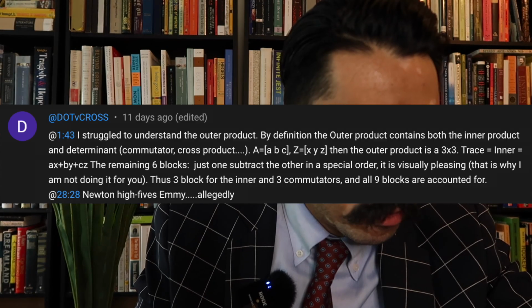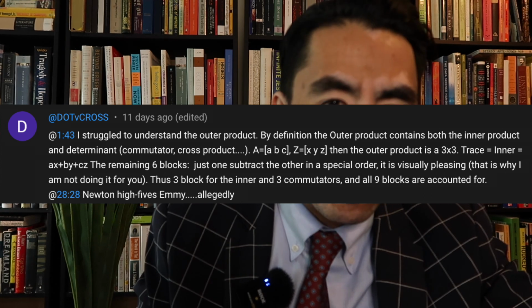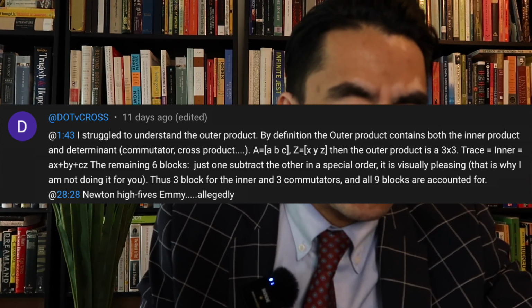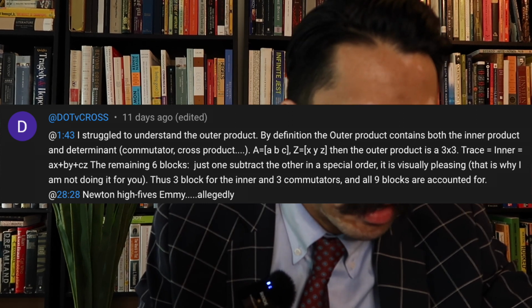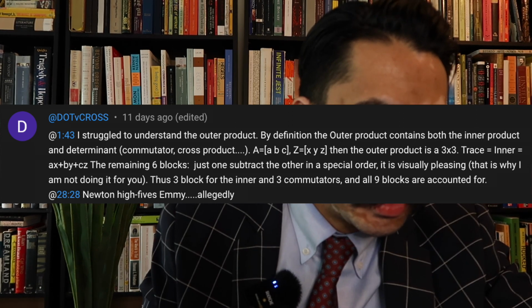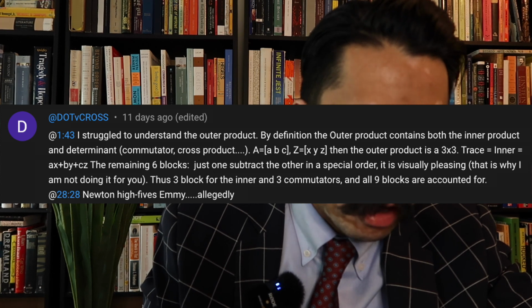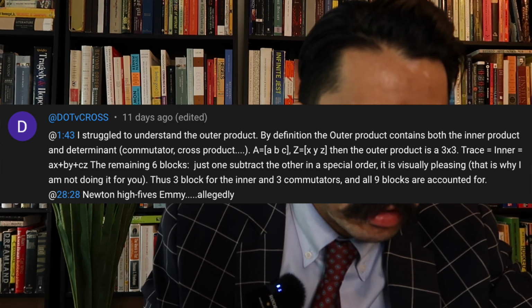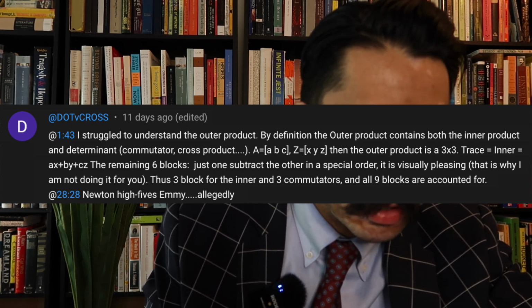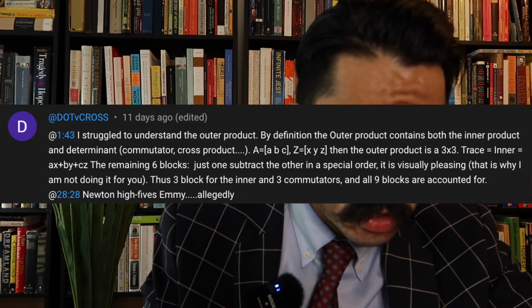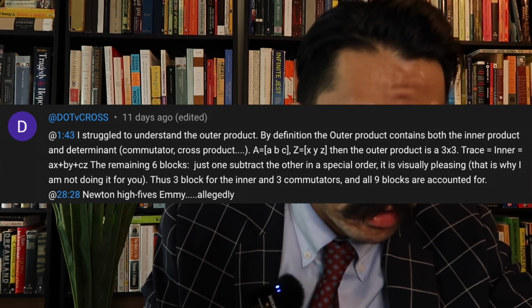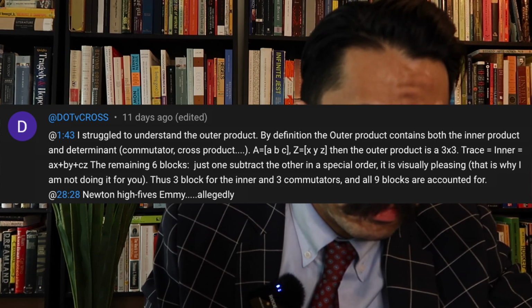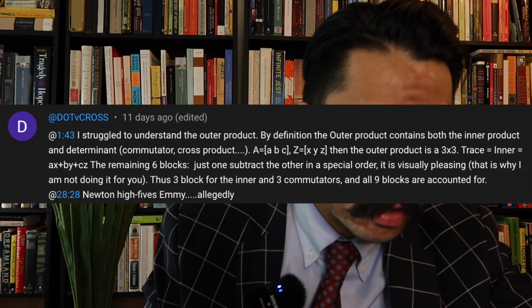This is in the basics of tensor calculus video. At 1 minute and 43 seconds, I struggled to understand the outer product. By definition, the outer product contains both the inner product and determinant, commutator, cross product, etc. A equals vector ABC, Z equals vector XYZ, then the outer product is a 3x3. Trace equals inner equals AX plus BY plus CZ. The remaining 6 blocks, just one subtract the other in a special order, it is visually pleasing. That is why I'm not doing it for you. Thus 3 blocks for the inner and 3 commutators, and all 9 blocks are accounted for.